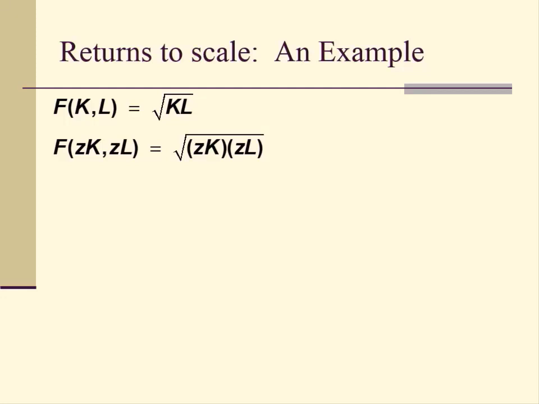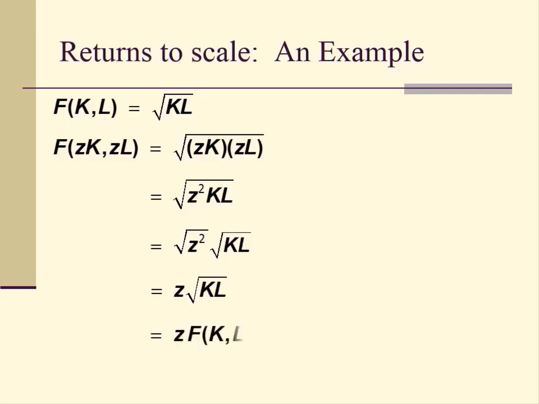And if you solve inside the square root, you have z squared kl at the end. So square root of z squared kl can be divided into square root of z squared times square root of kl. And square root of z squared should equal Z. So it becomes Z times square root of KL. And square root of KL is nothing more than the original production function. Therefore, it ends up with Z times f of k and l.